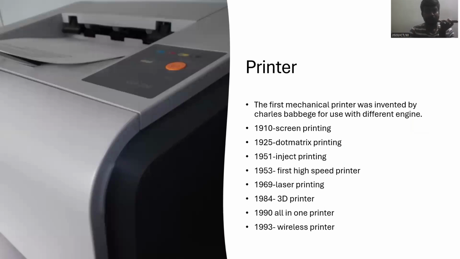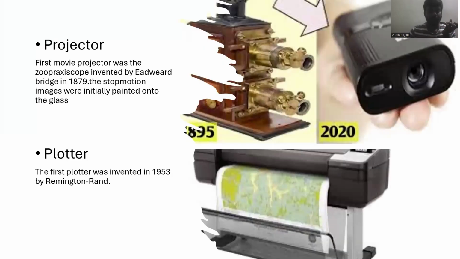Next output device is the printer. The first mechanical printer was invented by Charles Babbage. Charles Babbage is the father of the computer. We all know about that, for use with the difference engine. Next one is screen printing, dot matrix printing, inkjet printing, the first high-speed printing, laser printing, 3D printing. Likewise, those printers were introduced.